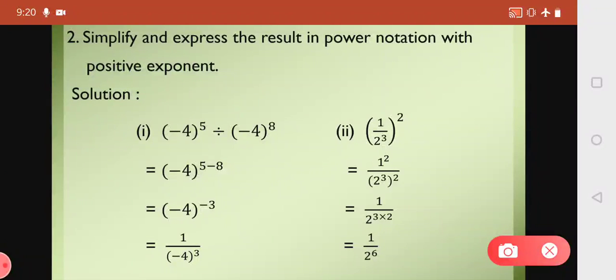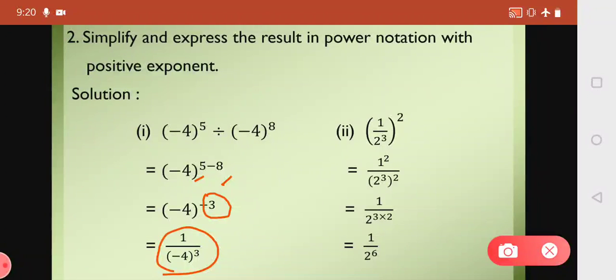apply here, that is minus 4 raised to 5 minus 8. Here you can see the first power is 5, so 5 minus the second power, which is 8. That we will get minus 4 raised to minus 3, because in 5 minus 8, the negative integer is bigger than the positive integer. So we will take the sign of minus, and 8 minus 5 is 3. So we will get minus 4 raised to minus 3. As it has a negative exponent, we will convert it into positive, that is we will write the reciprocal of it, that is equal to 1 upon minus 4 raised to 3.